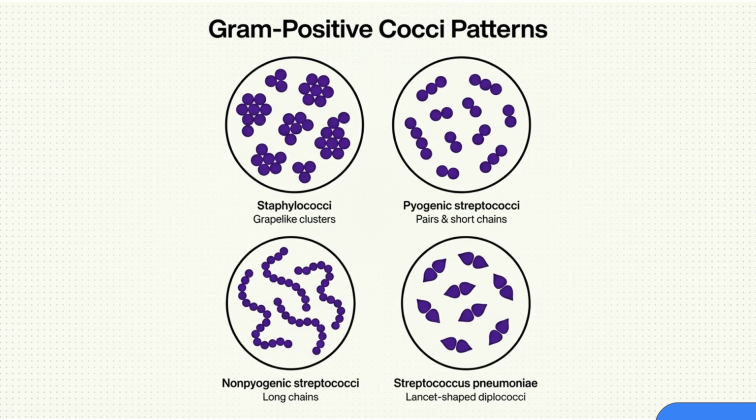Gram-positive cocci show distinct patterns. Staphylococci appear in grape-like clusters, while streptococci form pairs, short chains, or long chains. Streptococcus pneumoniae is recognized by its lancet-shaped diplococci.